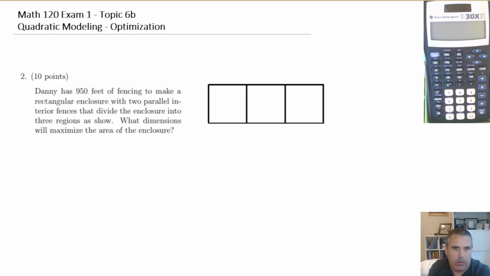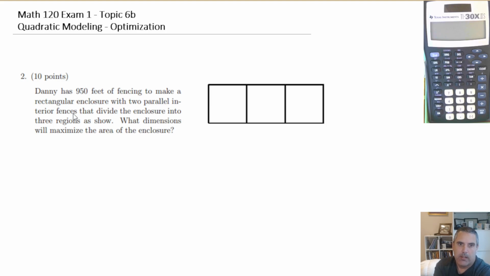This is going to be about quadratic modeling optimization. I absolutely love optimization. I think these problems really illustrate a fundamental idea that will continue on into calculus. The way you do these calculus problems is exactly the same. It's just if it's a quadratic, we can do it. If the problem leads to a non-quadratic, we can't.